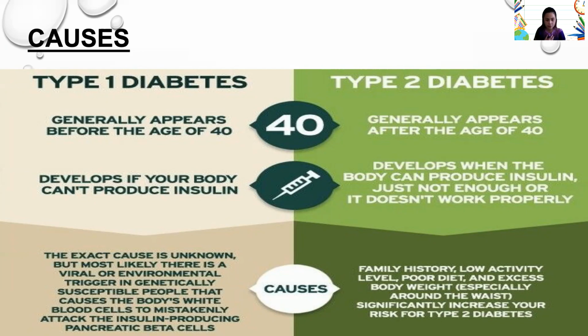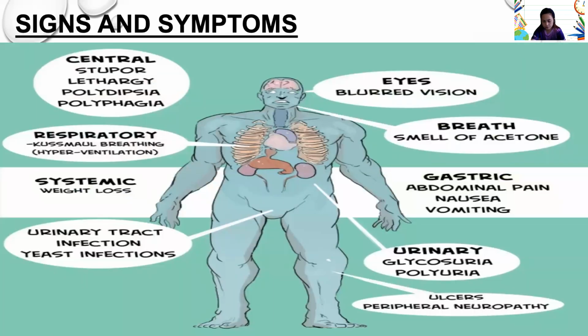So diabetes type 1, actually, its cause is unknown. Bakit ka nagkakaroon ng diabetes type 1? But type 2, it's familial history, low activity level, like your lifestyle is hindi maganda, poor diet, and excess body weight. So ayan yung mga causes kung bakit ka nagkakaroon ng diabetes.